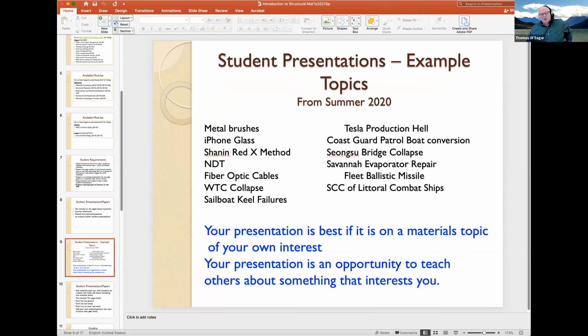Oops, let me go back. These are some of the topics from the summer of 2020. Metal brushes, which are part of motors. The student had worked in a company and they were developing a new type of metal brush. So he gave a presentation about something he knew about.